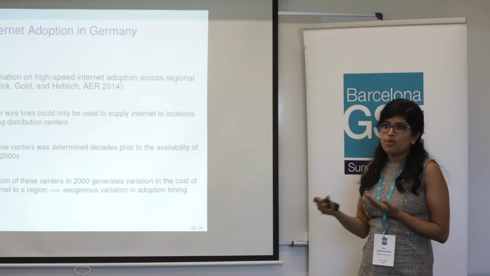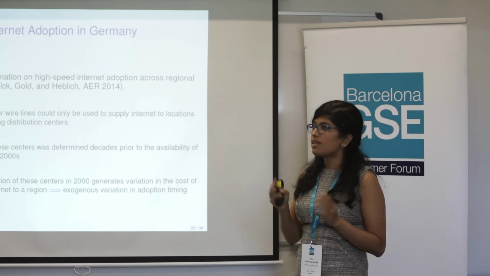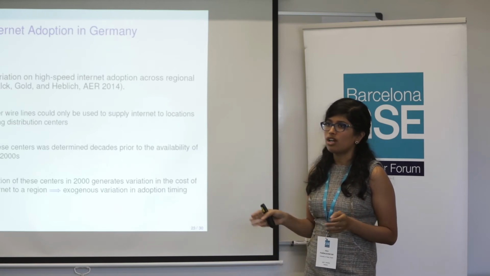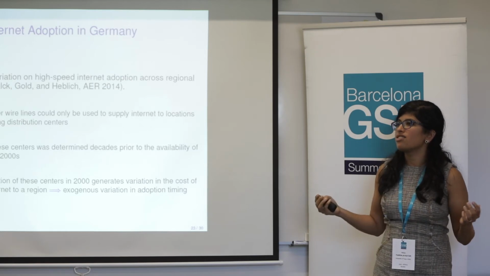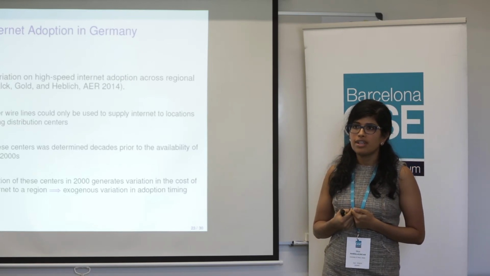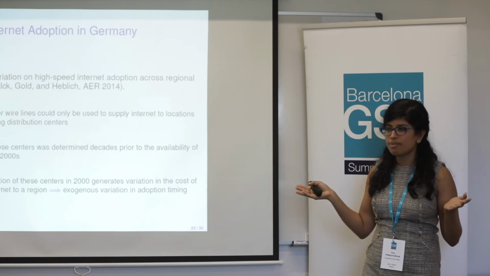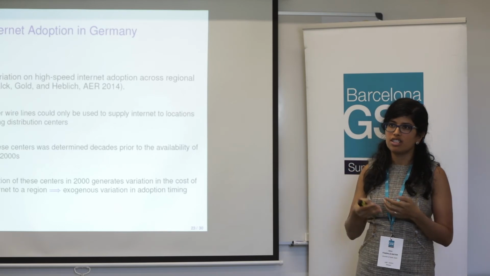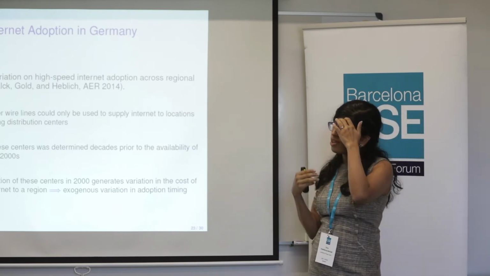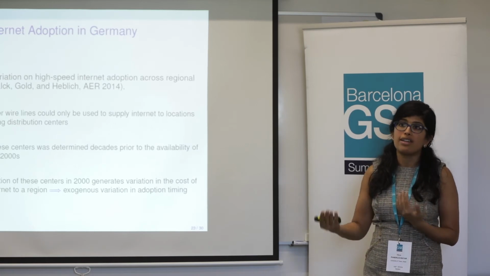So the question is where these MDFs were, and it turns out that the locations of these MDFs were determined in the 60s, a long time before they thought about high-speed internet. Since distance doesn't really matter for a telephone network, these MDFs were located wherever they had a supply of large available empty buildings. So the distribution is not really determined by what you think would make certain regions more likely to have internet faster.